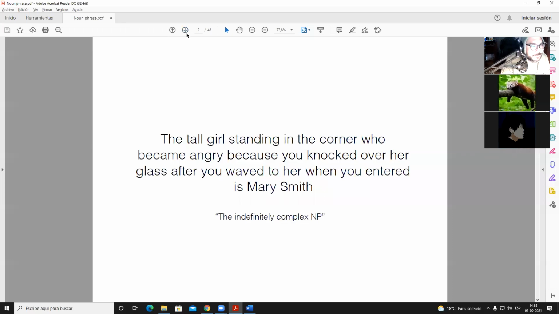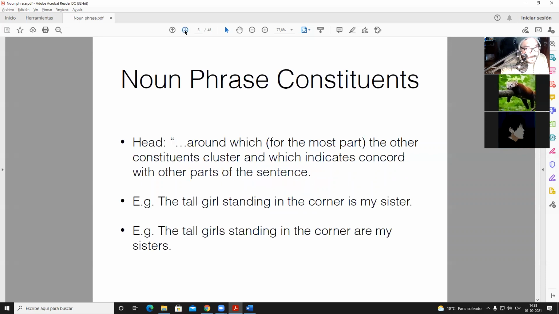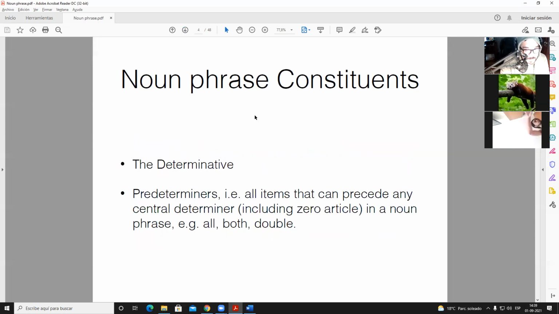Okay, we already saw this, and this is the idea of the indefinitely complex noun phrase. We review the idea of head, right? And some examples of concord. In this case it is subject-verb concord in both different examples.